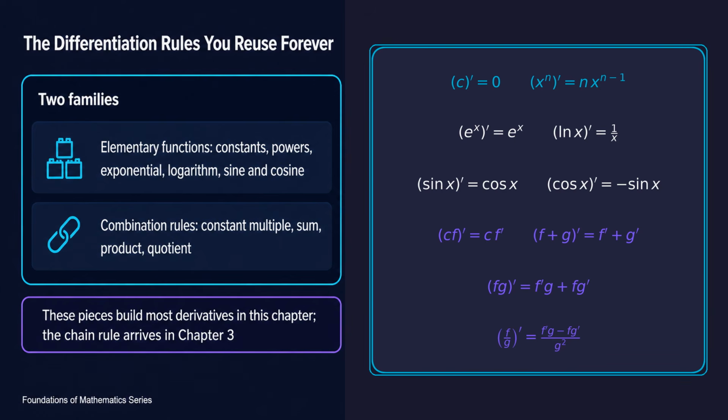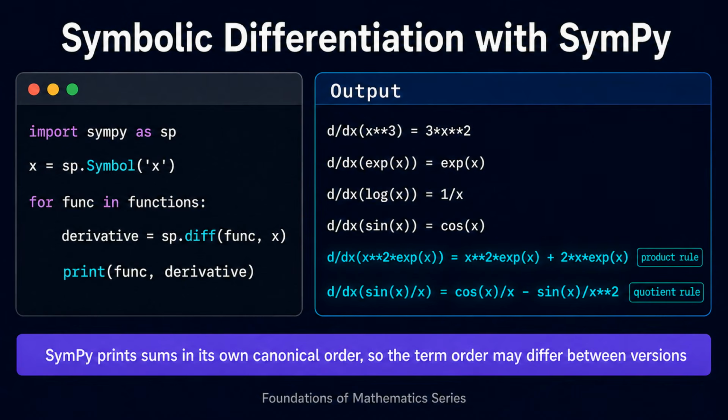These basic formulas and combination rules cover most of the derivatives you will meet in this chapter. Later chapters add further tools, most importantly the chain rule for composed functions. Memorizing them is worth the afternoon it costs, because they turn up in every chapter that follows. You do not have to apply those rules by hand.